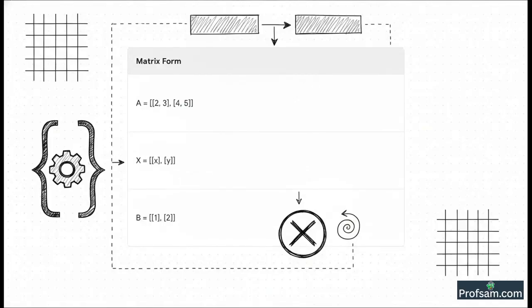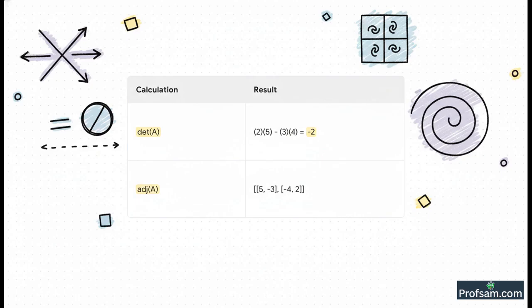Let's solve this system. 2x plus 3y equals 1 and 4x plus 5y equals 2. The very first thing we do is write it in the matrix form AX equals B. So our matrix A is the coefficients 2, 3, 4, 5. X is our variables, x, y, and B is the constants 1, 2. Okay, step 1. Let's check the determinant. For our matrix A, that's 2 times 5 minus 3 times 4, which is 10 minus 12, giving us negative 2. Perfect. Since it's not 0, the gatekeeper says we can proceed.